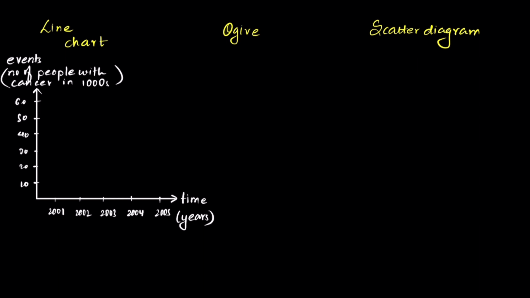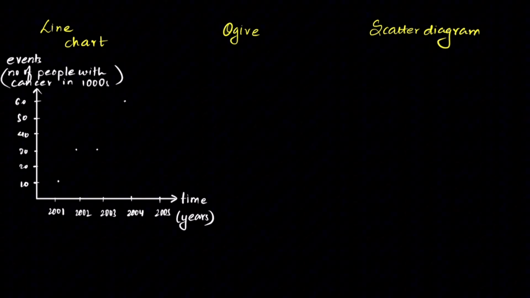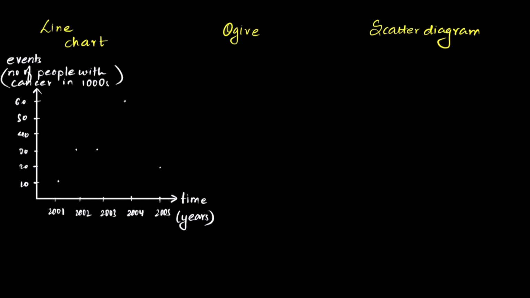In 2001, the number of people with cancer in thousand is 10,000. In 2002, it increases to 30,000. In 2003, it's still 30,000. In 2004, it increases to 60,000. And in 2005, it falls down to 20,000. So if you connect these dots or plot a line joining these dots, you get a graph that is composed of lines. And this right here is what you call a line chart.